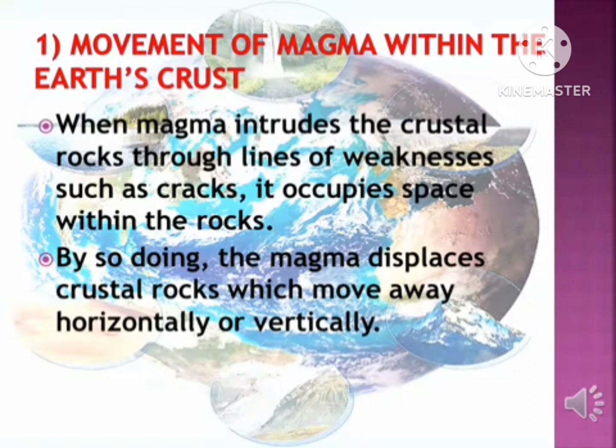We start with the first cause of earth movement, that is the movement of magma within the Earth's crust. In this case, when magma intrudes the crust rocks through lines of weakness, such as cracks, it occupies space within those rocks. As a result, the magma displaces the crust rocks, which then move away horizontally or vertically.